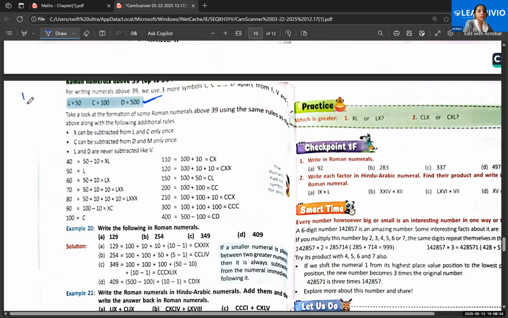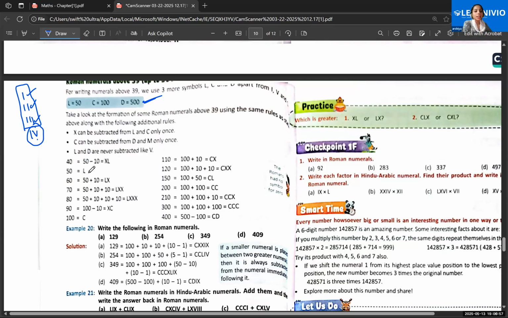So, like for 1, 2, 3, and 4. Till 3 we use these lines, like one stick or one line for 1, 2 lines for 2, and 3 for 3. But when it comes to 4, whether you're writing 40, 14, or 24, the terms with 4 will always have 5 minus 1.